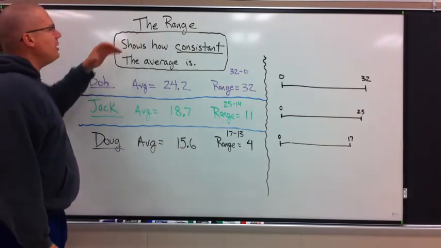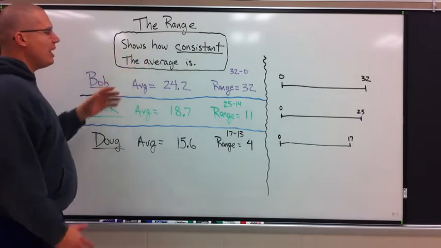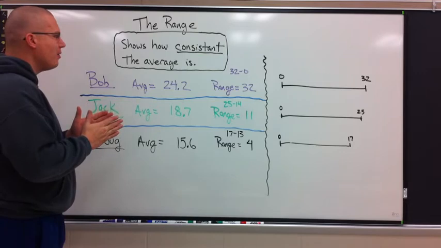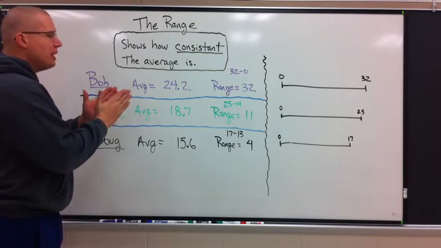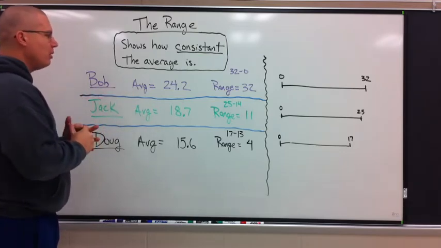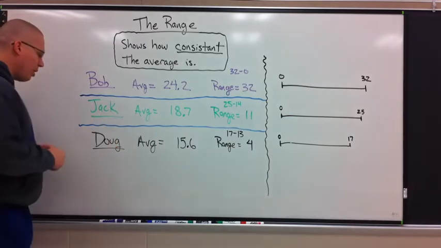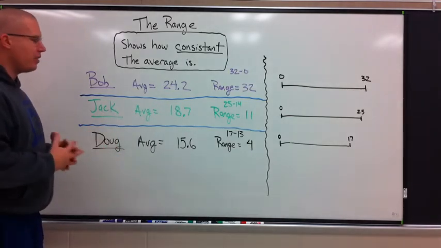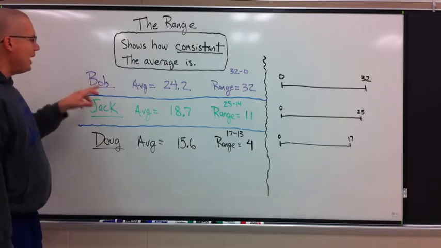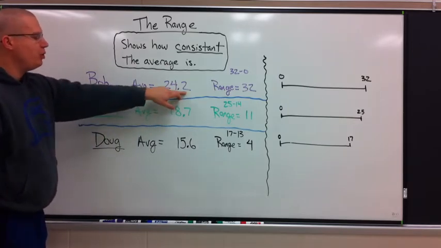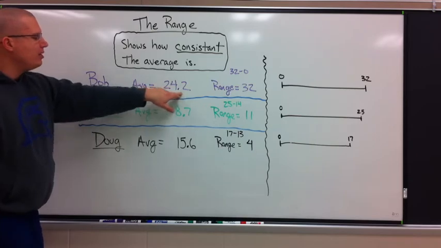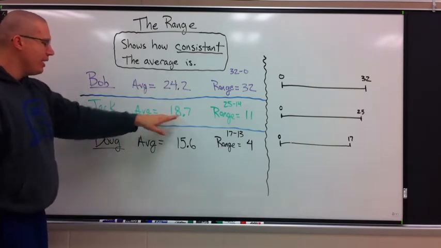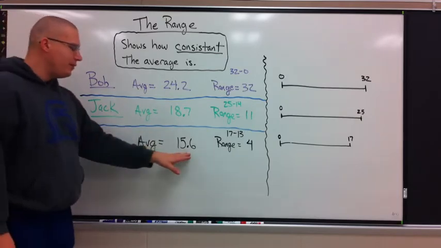What the range actually does is it shows how consistent the average is, or how consistent a person is to the average, or how close the person is to the average. So let's take a look at three people, and I think the easiest way to do this is points. Think of basketball. Okay, Bob, he averages 24.2 points a game. So he's the highest out of the three. Jack averages 18.7. Doug averages 15.6.